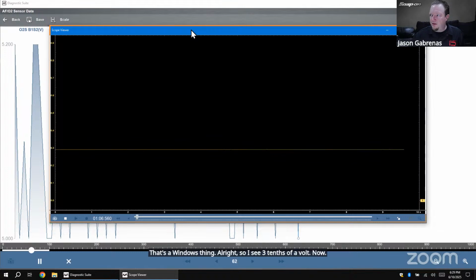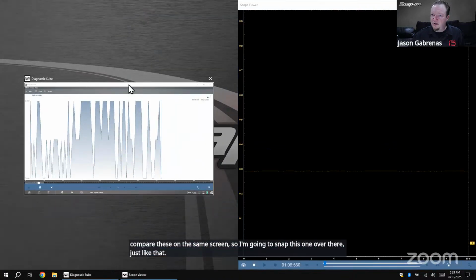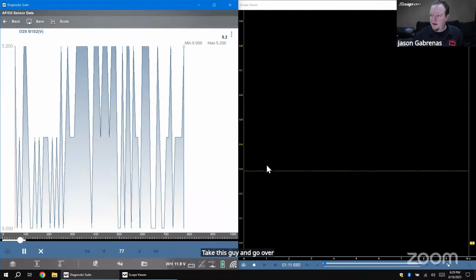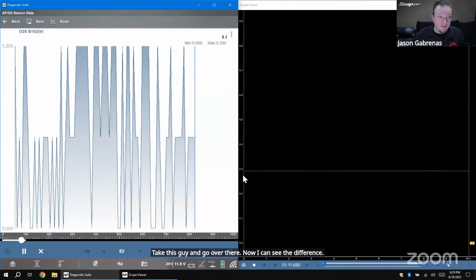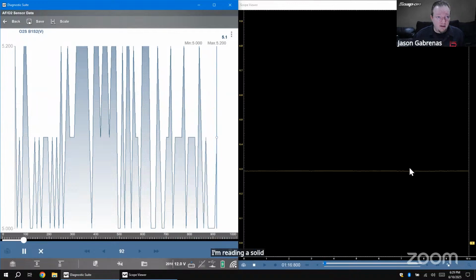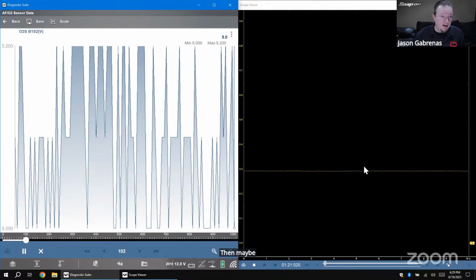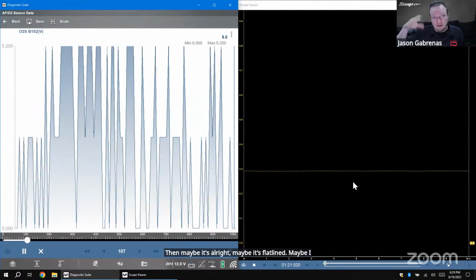Now I want to compare these on the same screen. So I'm going to snap this one over there just like that. Take this guy and go over there. Now I can see the difference. Now if in this example, I'm reading a solid 0.3 volts, I'm at idle, and it's just kind of doing its thing, then maybe it's all right, maybe it's flatline. Maybe I want to rev the engine and see if it responds.